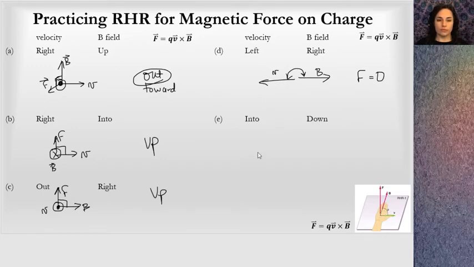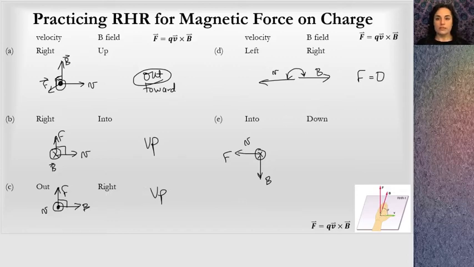Finally, we have the velocity into the page, so there's the velocity, and then the magnetic field is down, so then I'm going to go thumb into the page, away from me, and then B field down. And so I get my palm pointing to the left. Okay, so it goes like this. There's the force there.